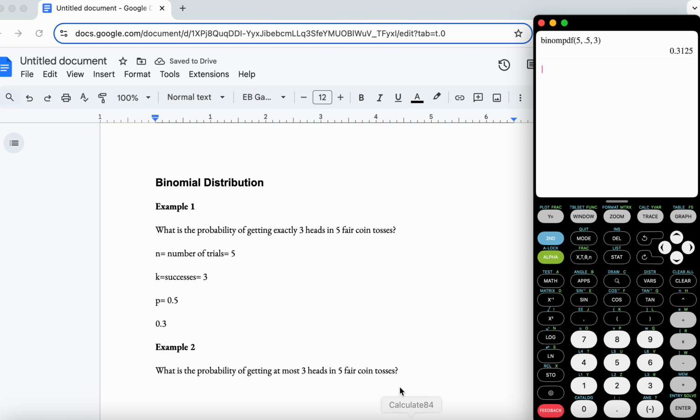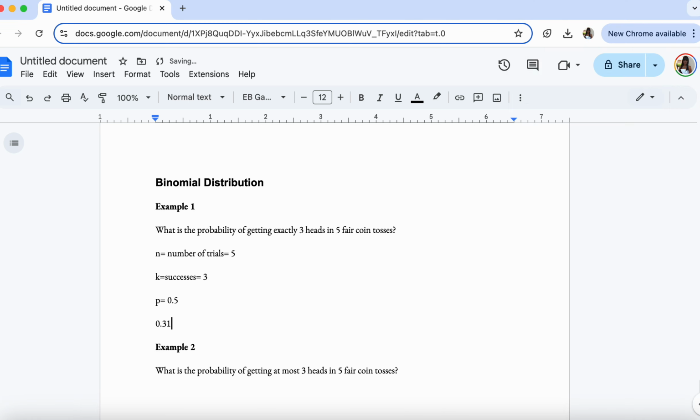It's 0.3125. And if we have to get that in a percent, we just move that decimal point over 2 places and we get 31.25%. So if you were to use a formula, it is a lot more involved. I definitely suggest using the calculator if you are able to.